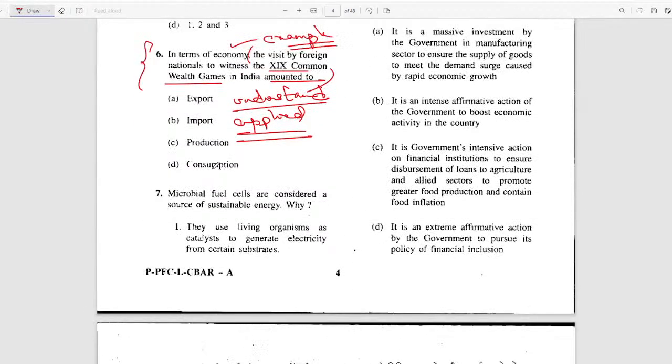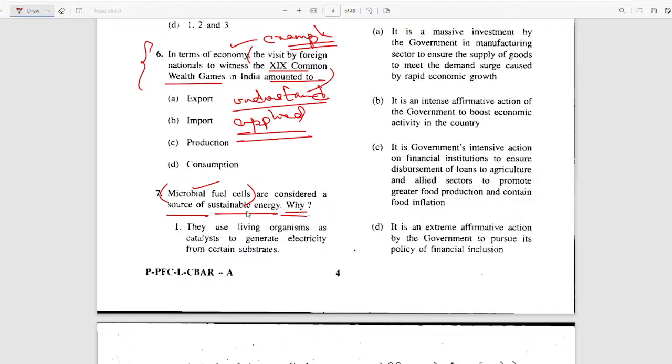Then the seventh question: microbial fuel cells are considered a source of sustainable energy. Why? This is also a reason question. They're asking why it is a source of sustainable energy. The one takeaway from this question is you have to understand what microbial fuel cells are, how they are useful to humans, and what the benefits are.